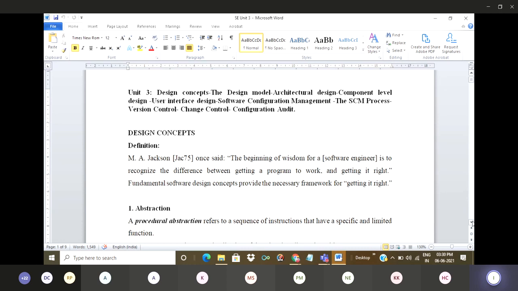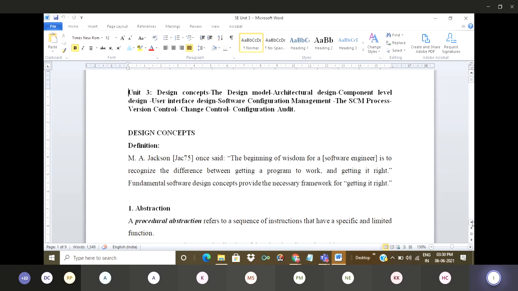So what is meant by software design concepts? This is a high-level definition which cannot be changed. M.A. Jackson once said about design concepts: the beginning of wisdom for a software engineer is to recognize the difference between getting a program to work and getting it right. And fundamental software design concepts provide the necessary framework for getting it right.